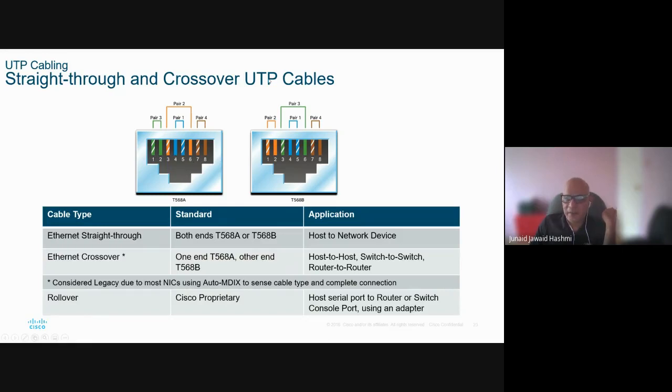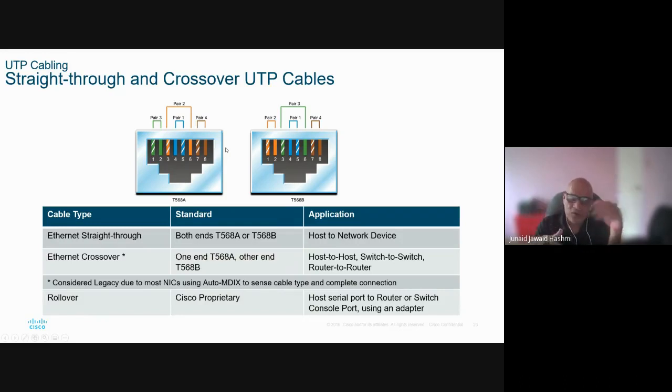In a crossover cable, one end is T568A and the other end is T568B. So one end follows this color pattern and the other end follows this color pattern. Don't invent your own color pattern. You can come up with your own, but if you don't follow the standard, then it can create latency in the network. So that's why it's very important to follow the color pattern.